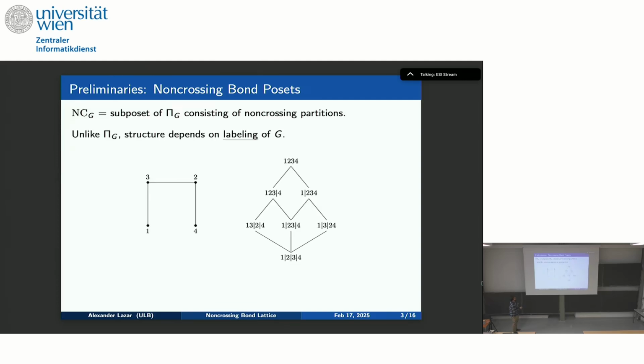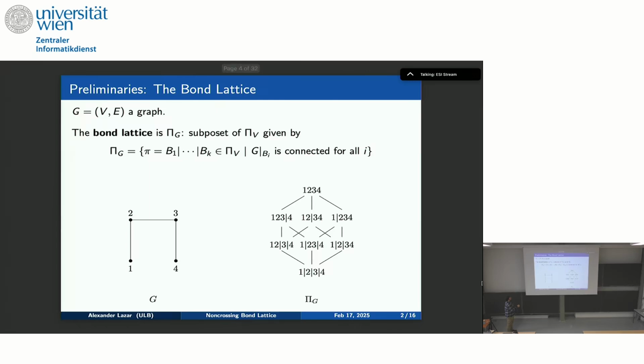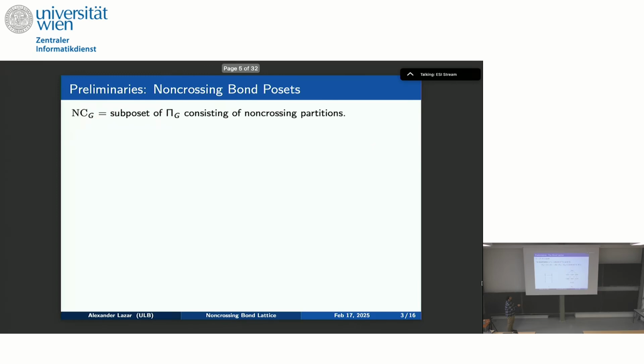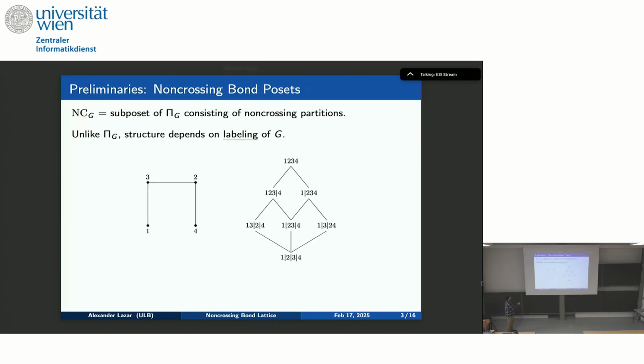So notice that this depends pretty strongly on the choice of vertex labels, right? This graph here is not the same graph. The graph I had before is the path 1, 2, 3, 4. This graph is 1, 3, 2, 4. And you'll notice that this is a rather different looking poset. And indeed, I say poset because it need not be a lattice. All kinds of properties can, in general, fail to hold.